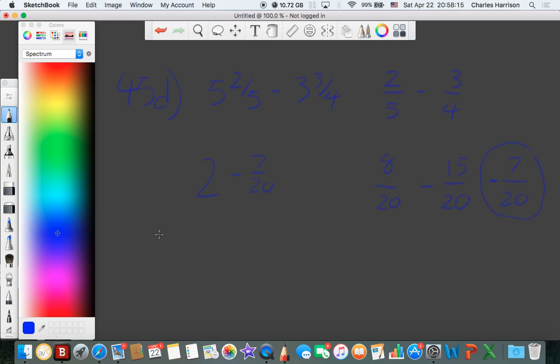We could represent 2 as 1 plus 1, or we could represent it as 1 plus 20 over 20. Now the reason we can do that is because 1 can be represented as 20 over 20. Why? Because 20 over 20 is 1. So this is accurate. Then we minus the 7 20ths from that 20 over 20, and we get 1 and 13 20ths.